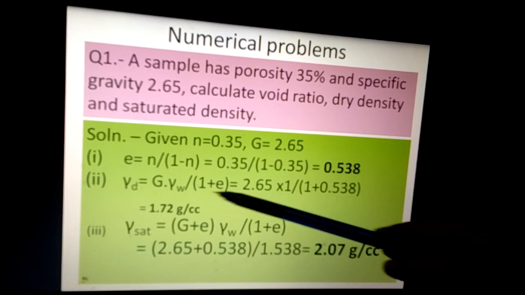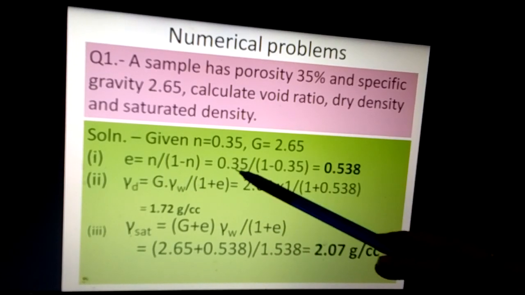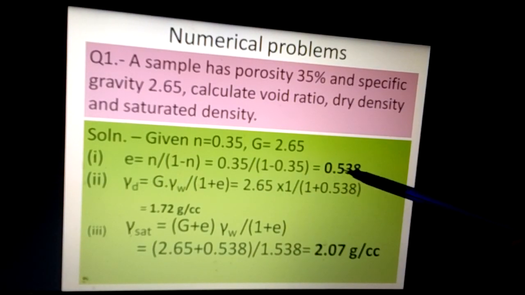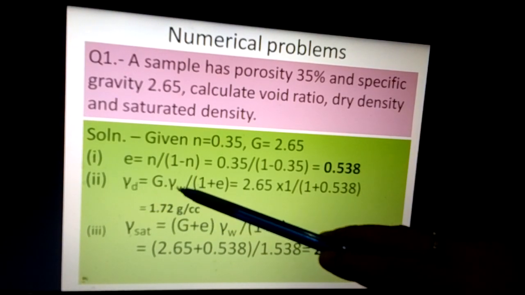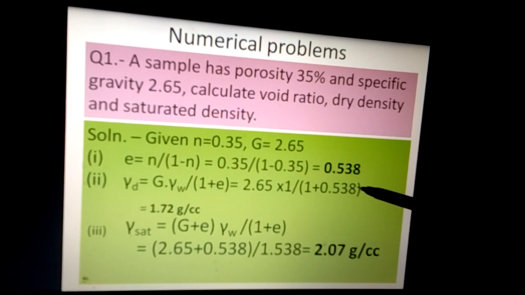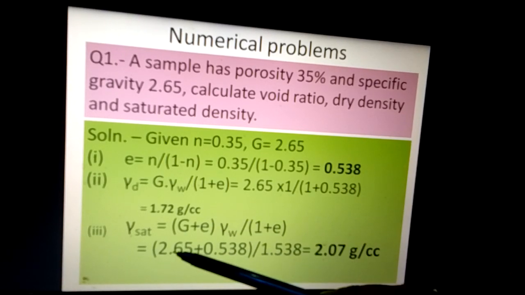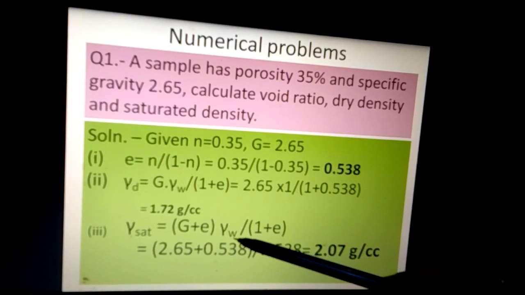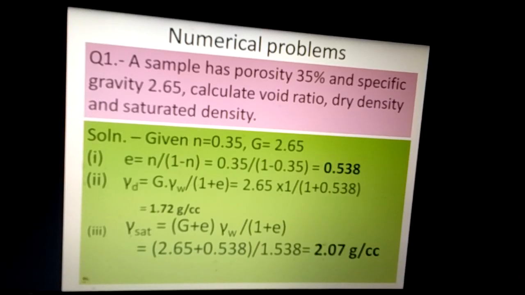From this we use the relationship between E and N: E equals N upon 1 minus N, and putting these two values we get 0.538. For the dry density we use the relation gamma D equal to G gamma W divided by 1 plus E. Putting all the values of G, gamma W and void ratio, we get gamma D as 1.72 gram per cc, and gamma saturated is equal to (G plus E) gamma W divided by 1 plus E. Putting all the values, we get 2.07 gram per cc. So this way we have solved this problem.